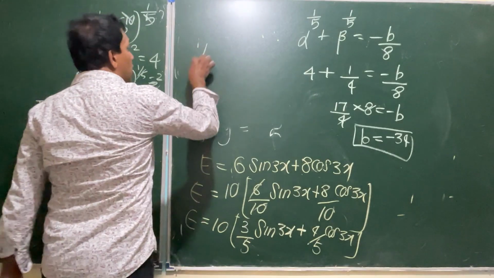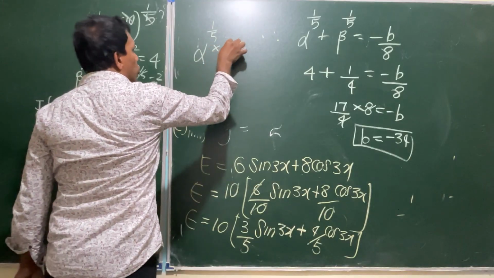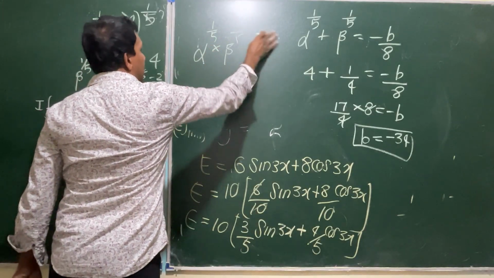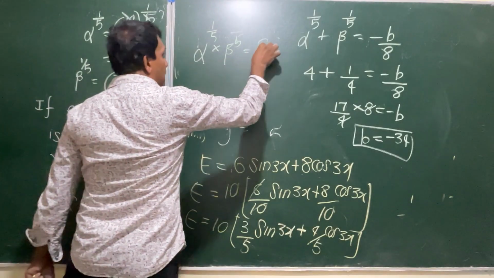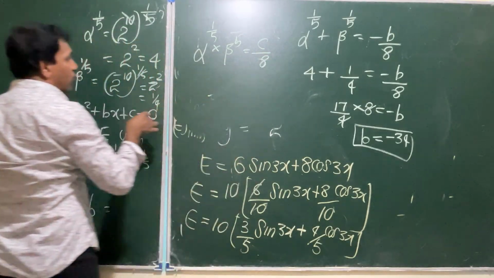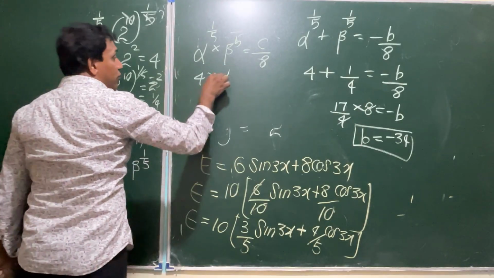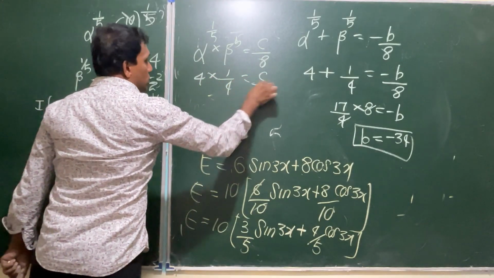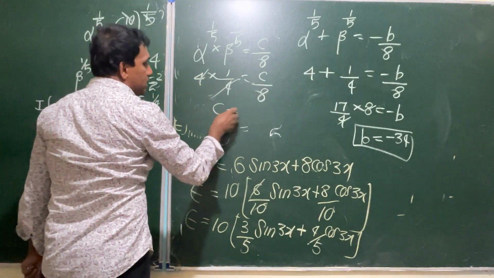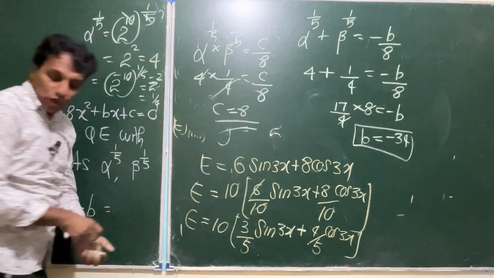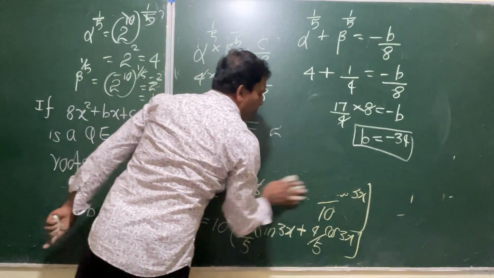What is the product of the roots? In a quadratic equation, the product of the roots is C over A. So what is C over A? C over 8, okay. So alpha power 1 over 5 is 4, this is 1 over 4. Wow. Okay, nice workout. So cancel. C equals 8. So you know B, you know C. So what is the answer here? Find the value of C minus B, right?